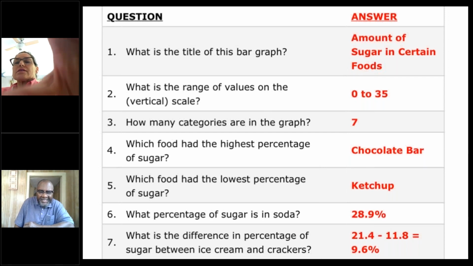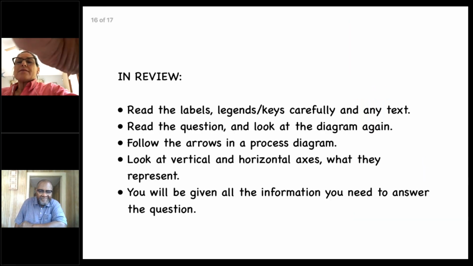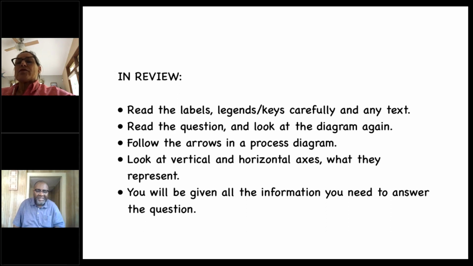I'm just going to review what we learned today. You read the labels and legends and keys carefully, and then any text they give you. Then you read the question, and look at the diagram again. Remember to follow the arrows in a process diagram. And always look at the vertical and horizontal axes and what they represent. You'll be given all the information you need to answer the question, and sometimes more than you need.